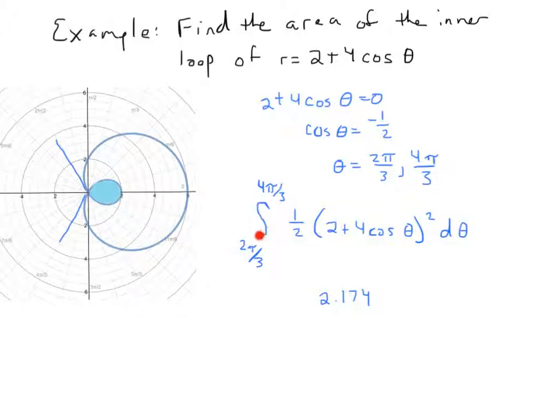So our integral goes from the smallest angle to the biggest, which is going to be important later, so it has to be increasing. Smallest has to be on the bottom, biggest has to be on the top. And then 1/2 times r squared d theta, and then I evaluated this with the calculator to get 2.174, so that's the area of the inner loop right there.